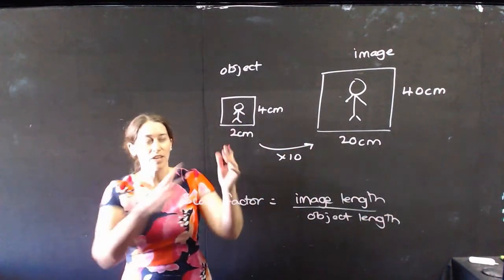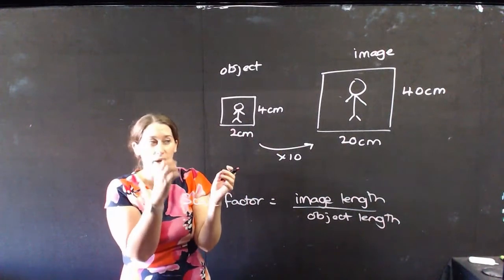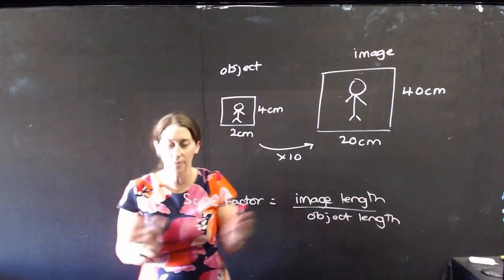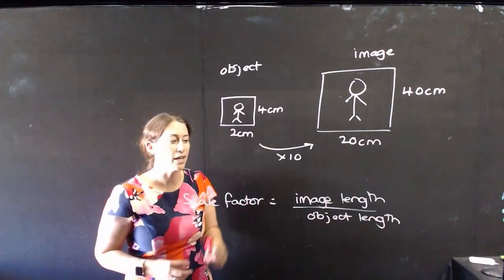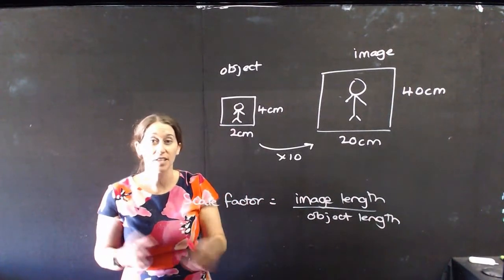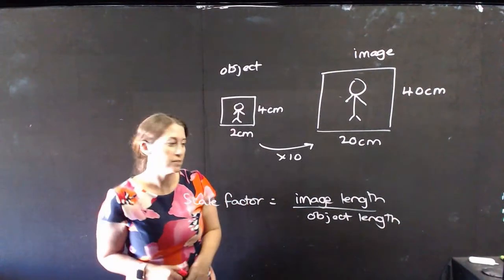Now, we don't always make things bigger. Sometimes we make things smaller, but it's still a multiplier. We just multiply by a smaller number, okay? A fraction, for example, would make something smaller. So the scale factor tells us how many times larger or smaller the image is.